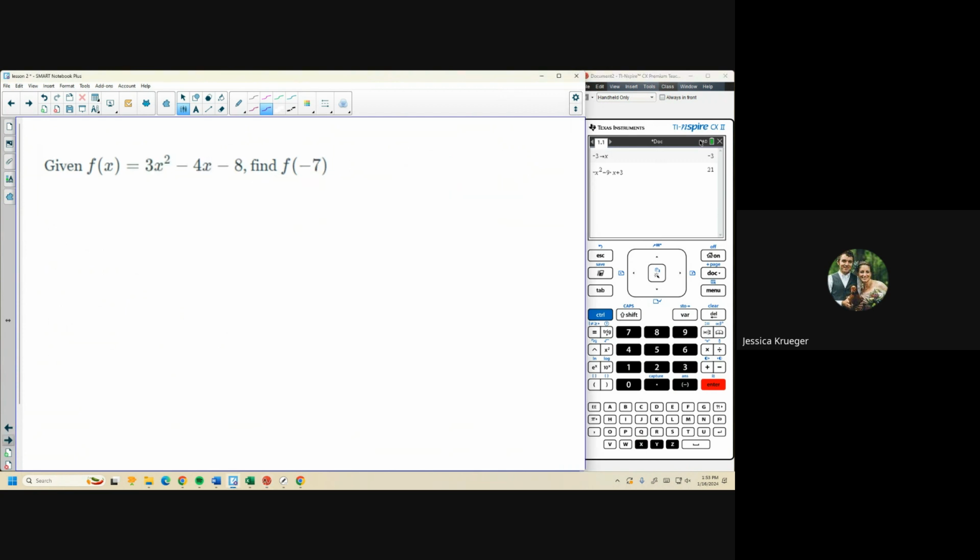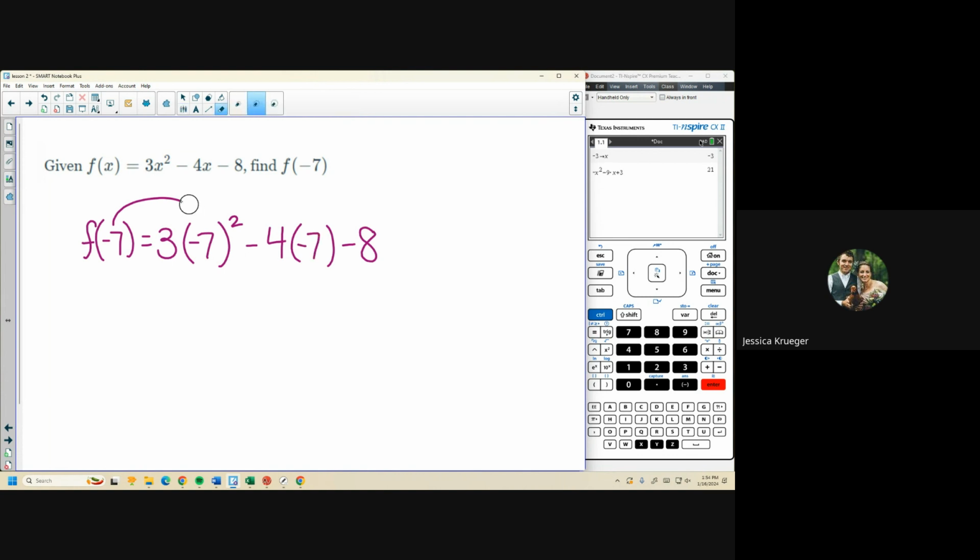Okay, let's do the next one. I'll go ahead and do it algebraically, and then we'll go ahead and just confirm it in the calculator. So f of negative 7. 3 times x squared minus 4 times x minus 8. What goes in those parentheses is the x value that I've got here. So negative 7.